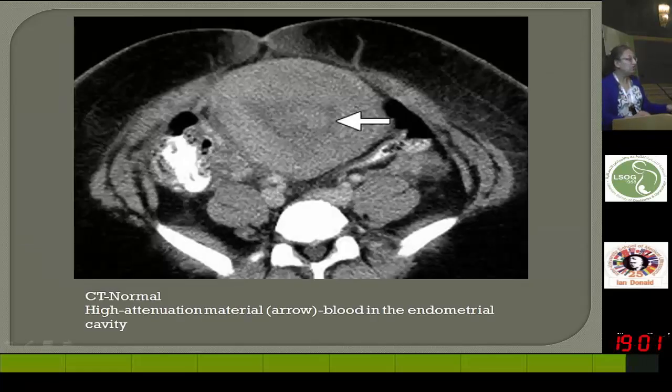Here is the normal endometrium postpartum. We don't have a lot of fluid within the endometrium, and we don't have a lot of fluid in the pelvis unless we have a mass. This is the edema in the skin, and this is quite common.